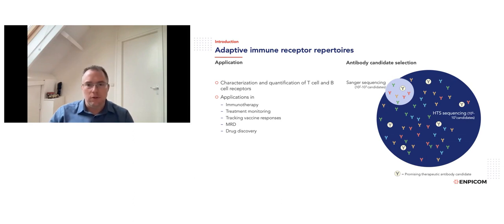In earlier days, people would frequently use Sanger sequencing. It's still used, but more and more there's a switch towards high throughput sequencing, high throughput repertoire sequencing, which allows you to quantify far more candidates and do a far more in-depth screening of your antibody candidate pool. So that's why we also decided to set up repertoire sequencing.